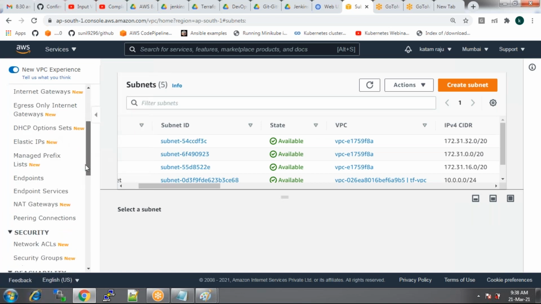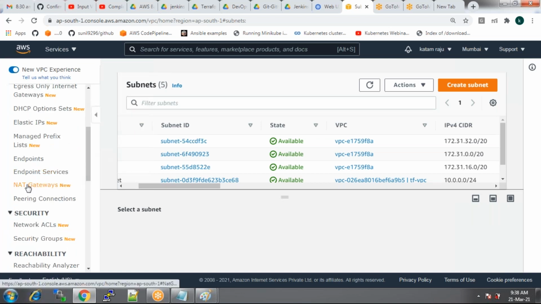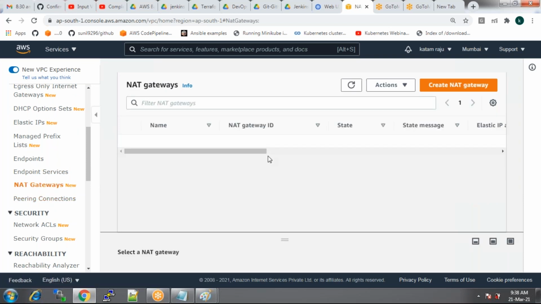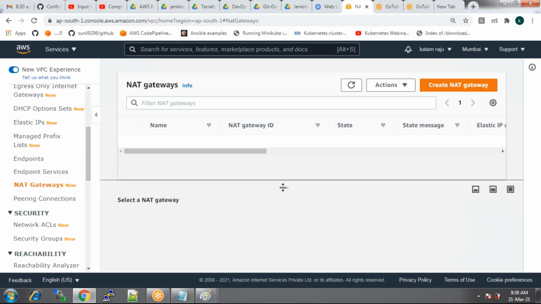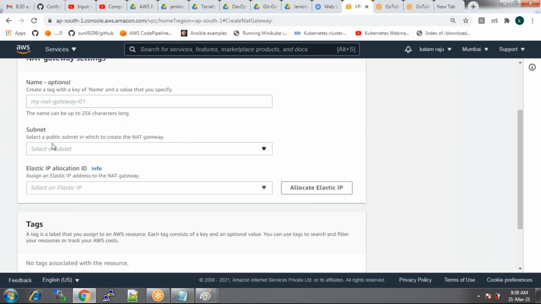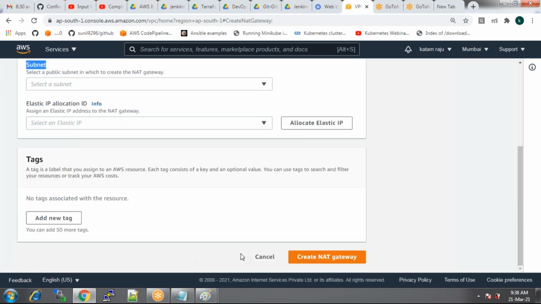Then scroll down. You create NAT gateways. I'm creating a NAT gateway. That is my NAT gateway. Do you have any NAT gateways? I don't think so. Okay, that's okay. You create a NAT gateway. When you create a NAT gateway, we attach that NAT gateway to the VPC subnet. I mean, you select the subnet.